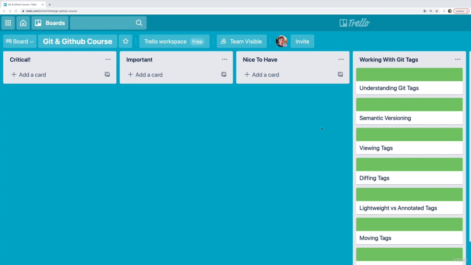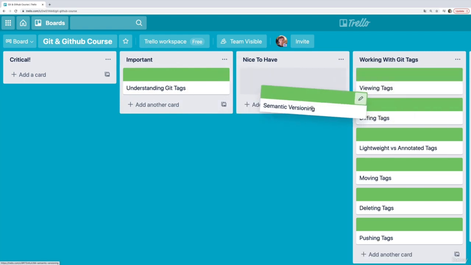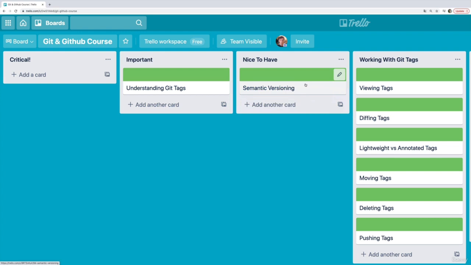So important to understand. I'll say understanding Git tags is important. Understanding semantic versioning is not really tied to Git. This is a concept on its own. I'm teetering between important and nice to have because these days it's kind of the de facto use case for tags. But anyway, I'm getting ahead of myself.